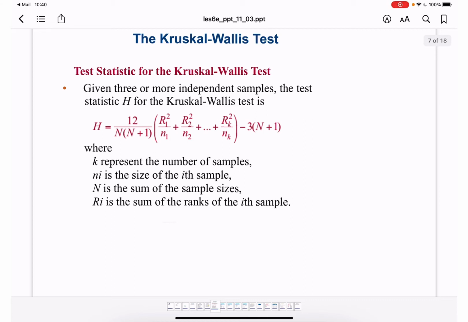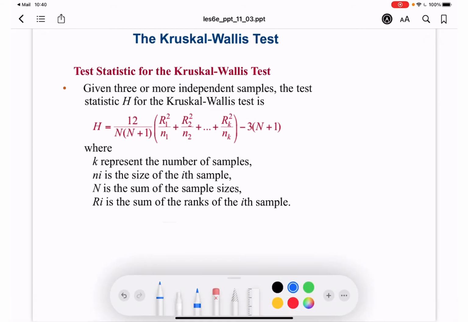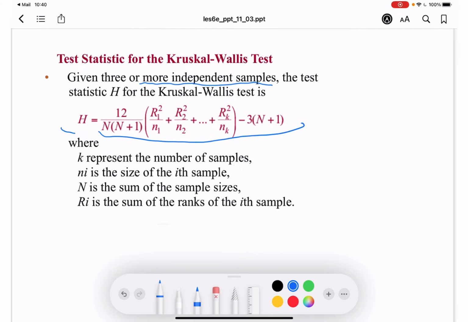Given 3 or more independent samples, again, I cannot underline enough, samples are independent, the test statistic H for the Kruskal-Wallis test is equal to 12 over N times N plus 1, and this is a long formula where I would highly recommend you write down what is represented by what.